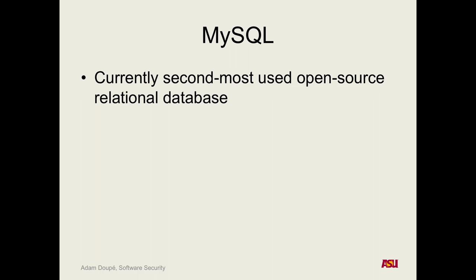So MySQL is currently the second most used open source relational database. Anybody know the first? Postgres. Not a chance. That was a lot of wishful thinking by Postgres fans. Postgres is, I think, number three. Oracle? No, definitely not. Oracle would love, well, also I said open source, so that definitely rules out Oracle. I would definitely claim that Oracle's usage numbers are nowhere near number one.